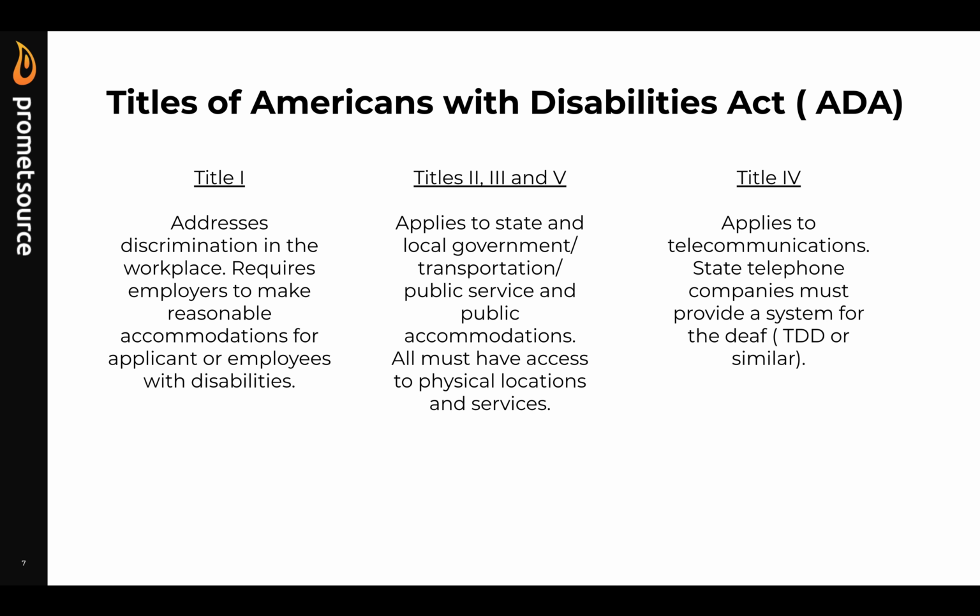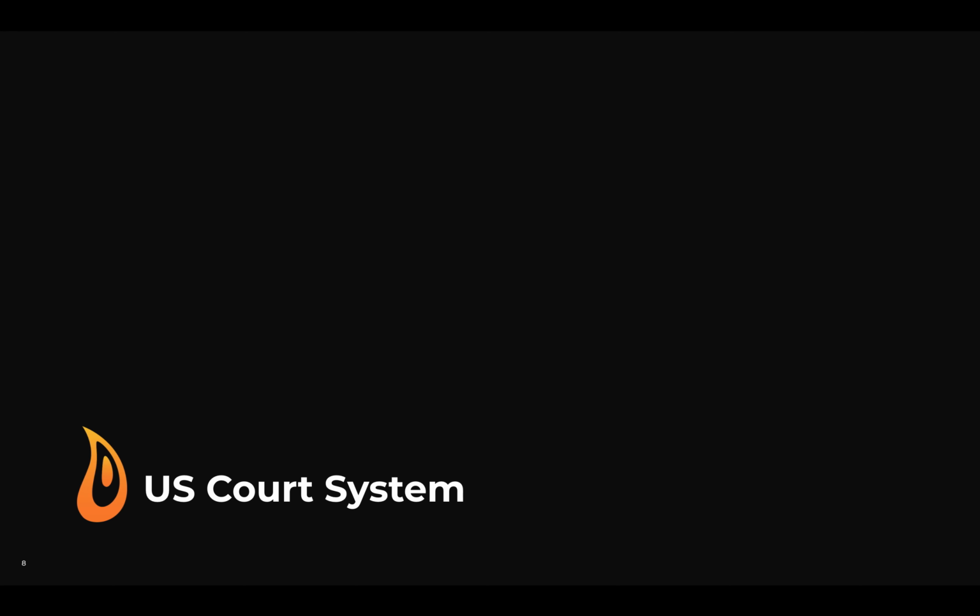Title I addresses discrimination in the workplace, requiring employers to make reasonable accommodations for applicants or employees with disabilities. Titles 2, 3, and 5 apply to state and local government, transportation, public service, and public accommodations. All must have access to physical locations and services. Title 4 applies to telecommunications. State telephone companies must provide a system for the deaf, TDD, or similar.